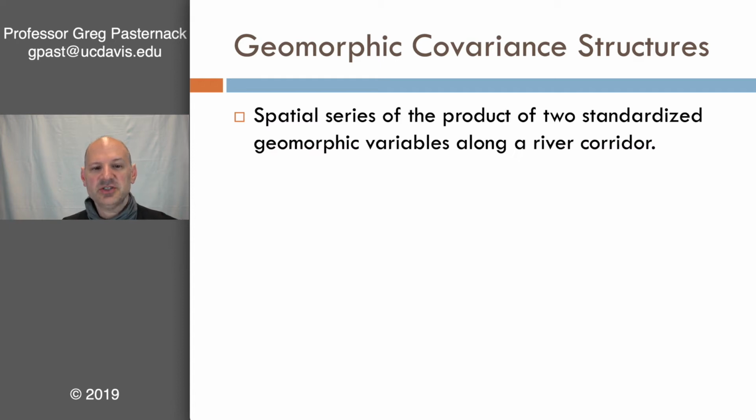A geomorphic covariance structure, as we have defined it, is the spatial series of the product of two standardized geomorphic variables along a river. This is how we originally defined it, but I would also just generalize it to say it's the relationship between two standardized geomorphic variables along a river corridor. In other words, the product is a pretty handy function, as you'll see in a minute, to look at how these things go together. But there are other kinds of relationships that may be better depending on what you need.